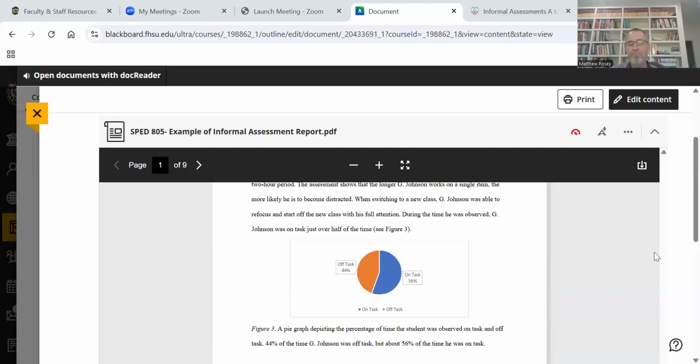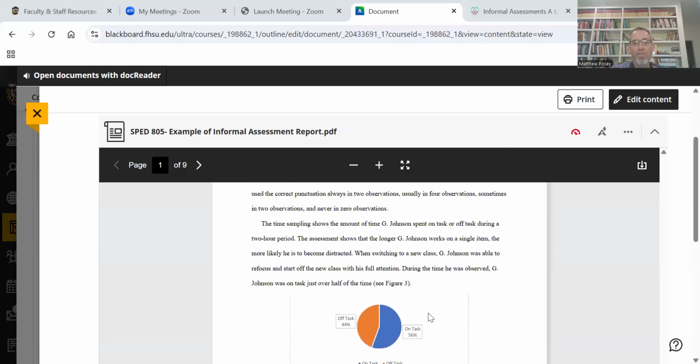So you can break it up. It doesn't all have to be on the same things, as long as you have 3 informal assessments and also make sure that you create a visual representation using a table, chart, or graph.